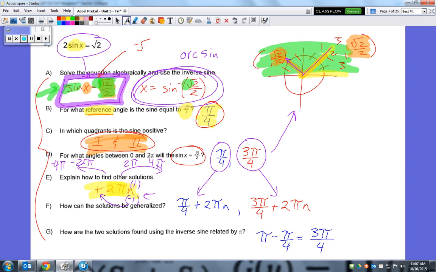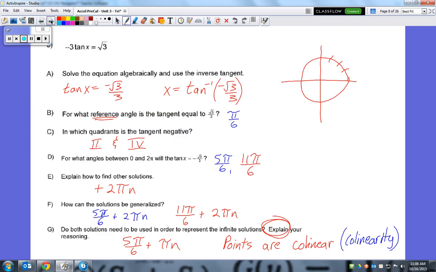And how are the two solutions found using the inverse? Well, you're basically going to say pi minus this pi over 4. So you have pi, which is all the way here, minus this pi over 4, which is really going to be subtracting it from this quadrant, which shows that it's going to be 3 pi over 4. Okay? Now, let's look at my next example.